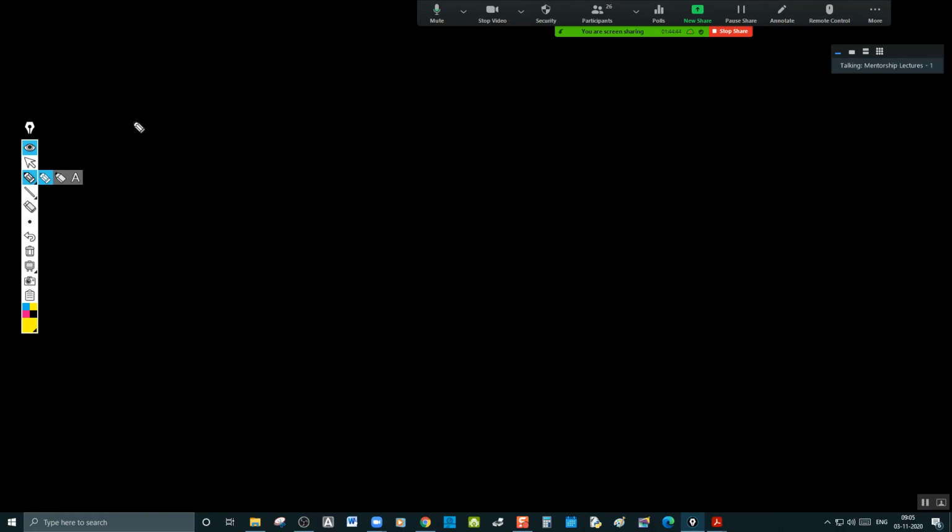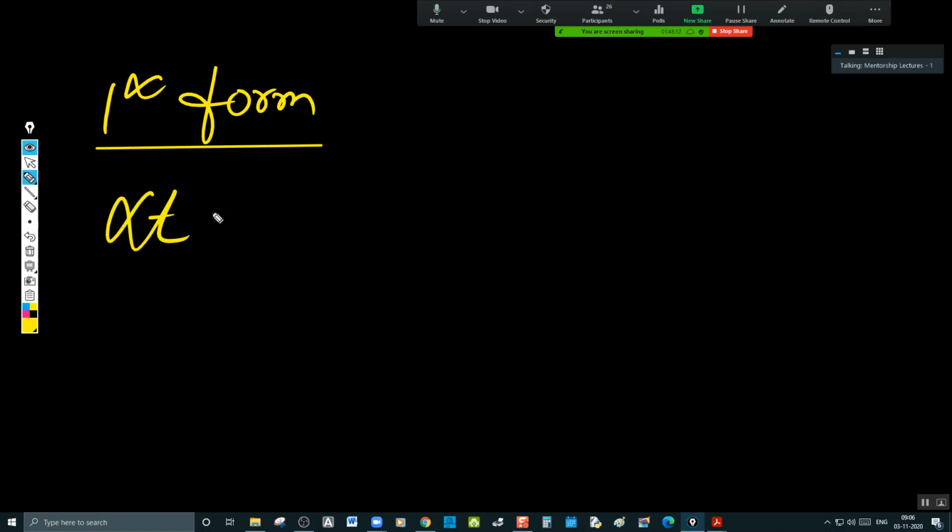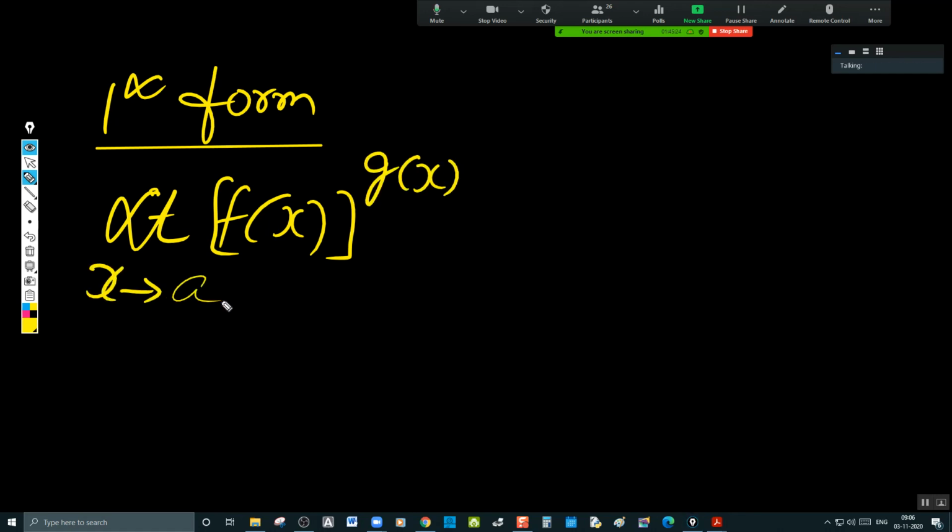Now, wherever you get 1 power infinity form, what is to be done? You have to apply logarithm and get it to the form of 0 into infinity, and thereby you can apply L'Hospital's rule. I'm not doing all this, but I'm just reminding you the method of solving it. Limit of f of x whole power g of x as x tends to a takes the form of 1 power infinity: e raised to f of x minus 1 into g of x. Correct.